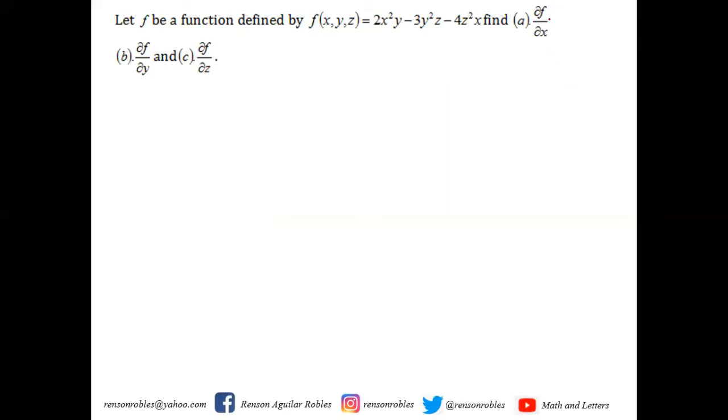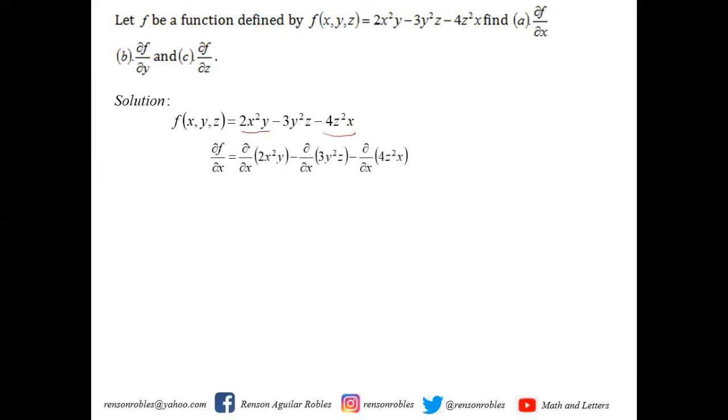For the partial derivative of f with respect to x, we look at all the terms containing x. So the first term and the third term contain x. Therefore, those are the only terms that you need to differentiate. So the derivative of negative 3y squared z with respect to x will become 0. Okay, so we have the partial derivative of 2x squared y with respect to x minus the partial derivative of 3y squared z with respect to x minus the partial derivative of 4z squared x with respect to x.